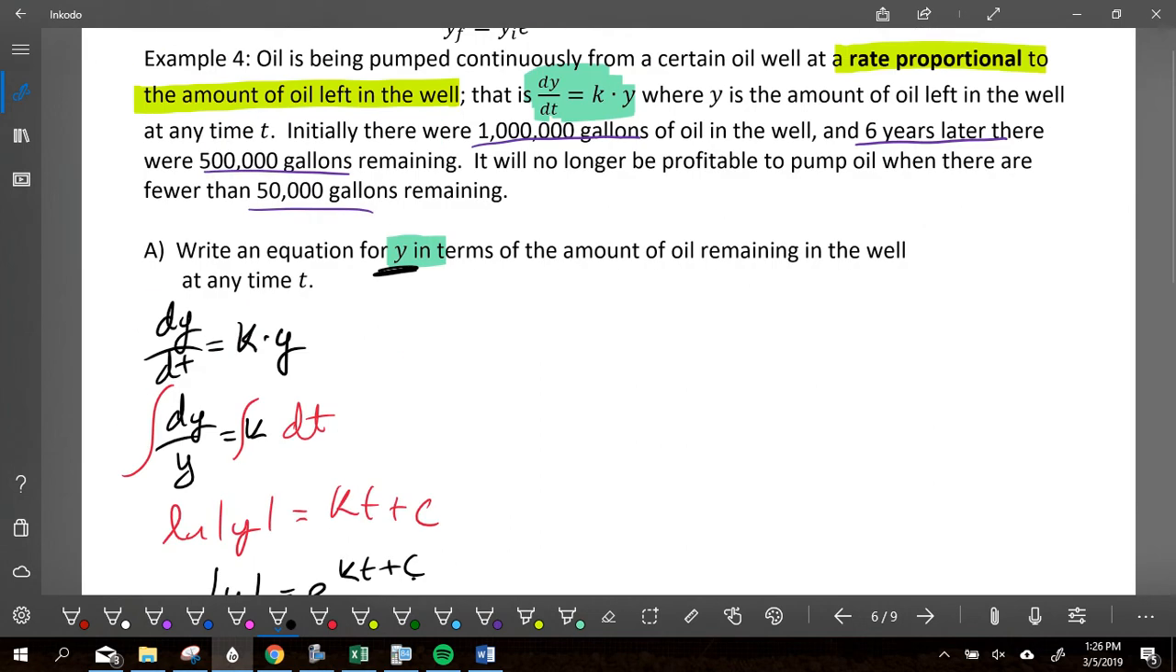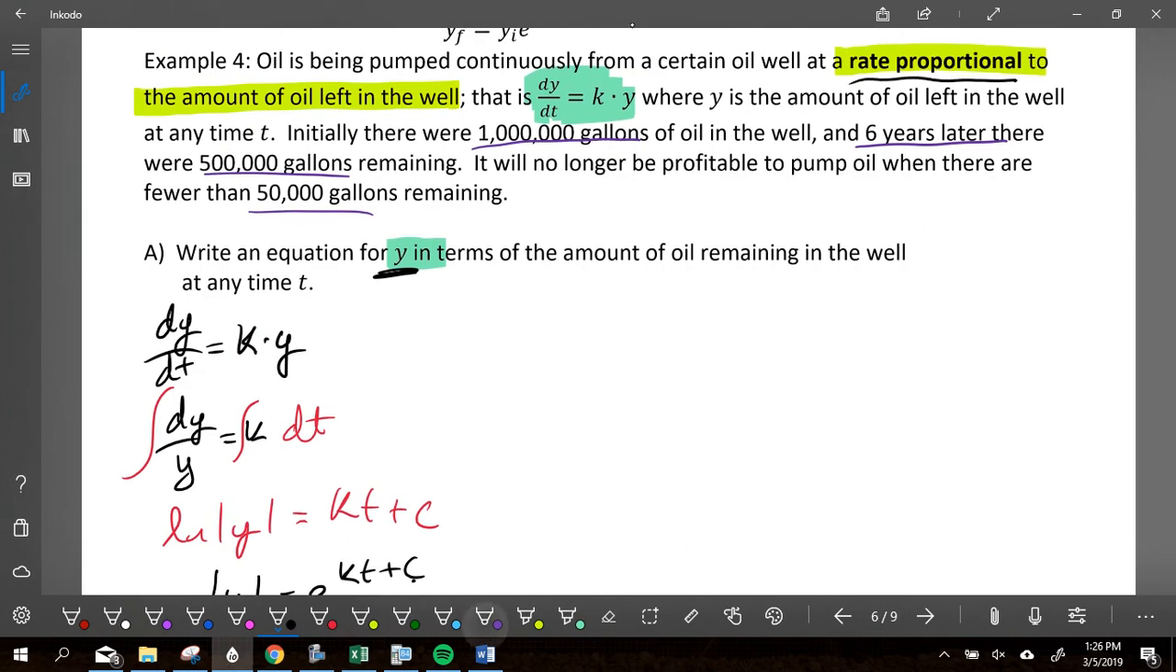Okay? If you know that the rate is proportional, you know that the antiderivative of this is that y equals Ae^(kt) formula. If you want to use different letters, use different letters, but it all means the same thing. We're all getting back to that point right there. Everybody see where I'm at?